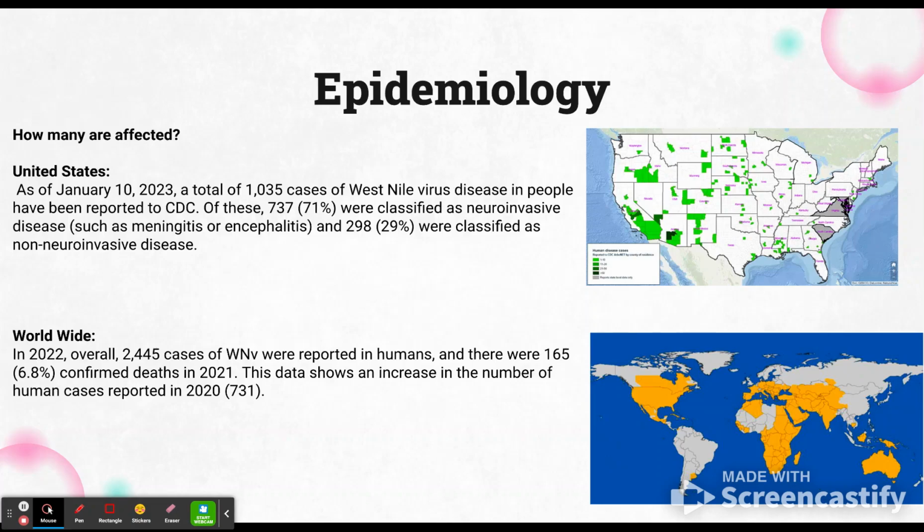And then worldwide, as of 2022, when the last West Nile virus record was completed, 2,445 cases were reported in humans, and there were 165 confirmed deaths, and that was in 2021. This data shows an increase in the number of human cases reported when the last study was done in 2020, which came in at 731 cases.